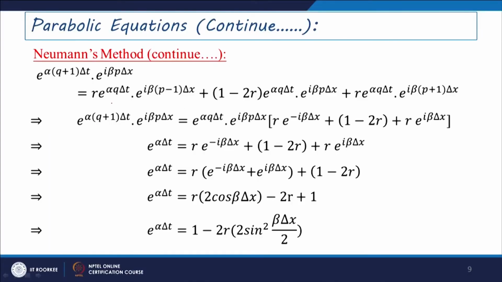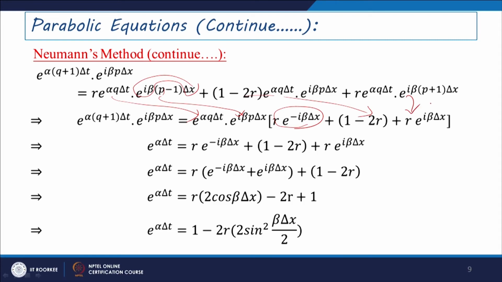If you compare these coefficients, especially e^(αq Δt), we are taking the common factor. So if we take common e^(iβpΔx) from here, and this term we write as e^(αq Δt), then inside this bracket it goes like r e^(-iβΔx). Similarly, the middle term's coefficient will come as 1 - 2r, and the last term's coefficient will come as r e^(iβΔx) here.